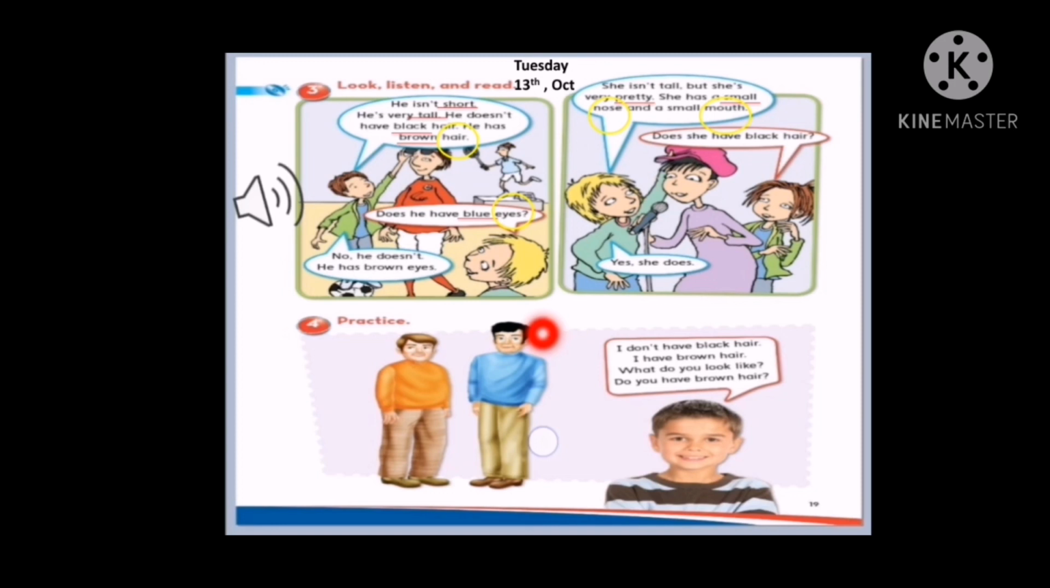So when we want to ask about a person, how he looks, what do we use? We use what does he or she look like. So, what does he look like? When we want to ask about the things that the person has, whether it's a girl or a boy, we use what does he or she have. The answer is she has or he has, and that's it.